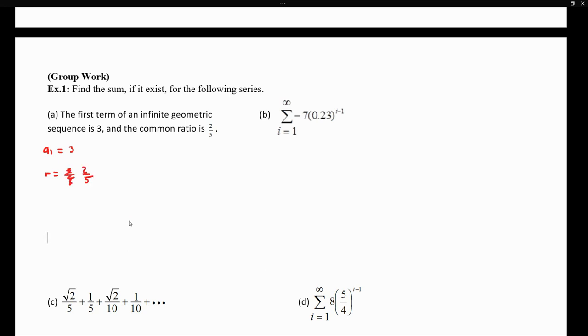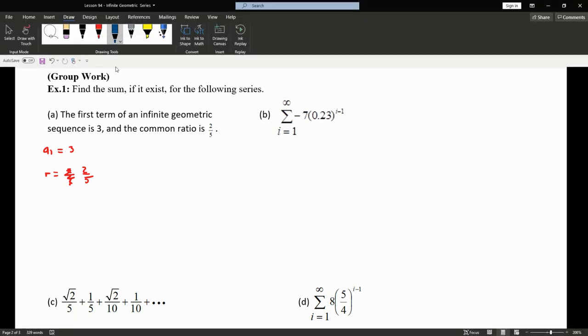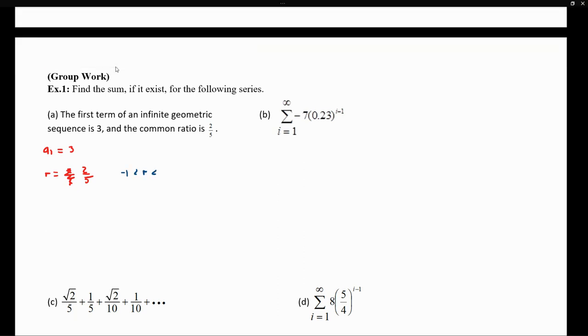Now, the first question that we should try to answer ourselves is, is this sequence convergent? Well, let's take a look at the value of r. r is 2 over 5, which is approximately 0.4. So notice that 0.4 is definitely between -1 and 1. So now we know that the sequence will converge. Therefore, the infinite series must have a value.